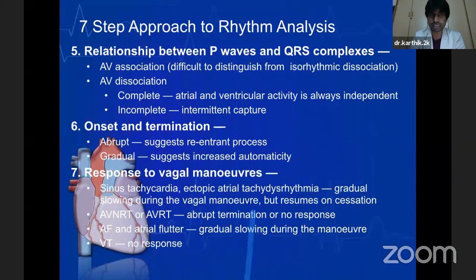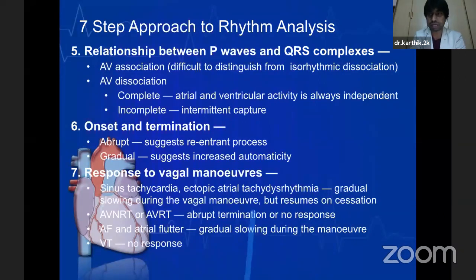In first degree, there is mere prolongation of the PR interval. And in the second degree, there are two variants again, Mobitz type 1 and Mobitz type 2. And apart from that, we have even advanced degree heart blocks and all those things. So the PQRS relationship helps to differentiate between the entities, because that gives us an important clue on future management of the patient.